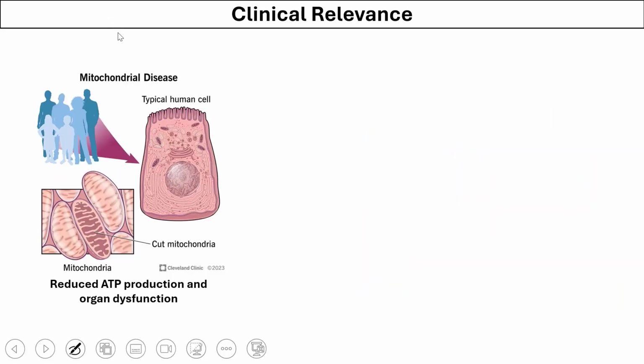What are some clinical implications or manifestations of this process? Some people might have mitochondrial disease in which the mitochondria does not perform its function very well, or the mitochondria might be destroyed. This leads to reduction in ATP production, and the organs are not able to perform their work at its highest efficiency.